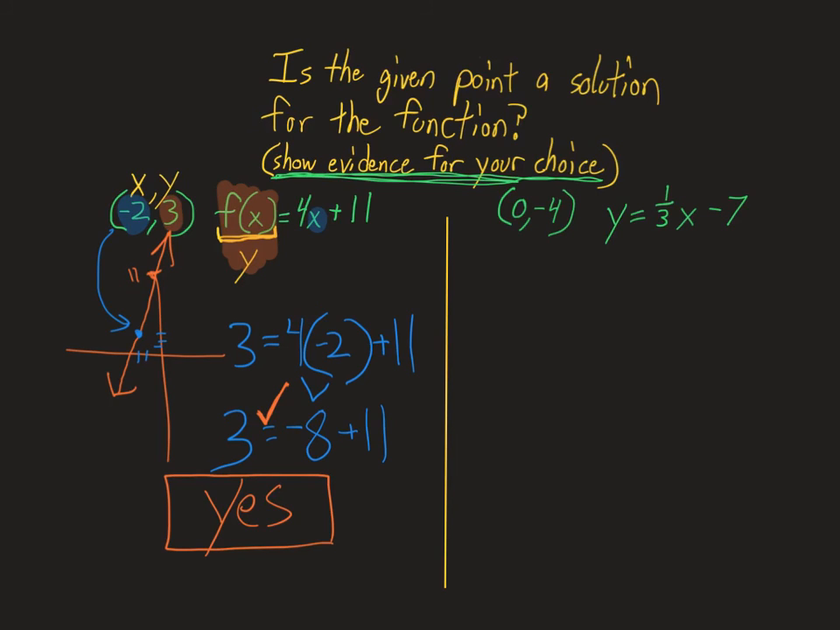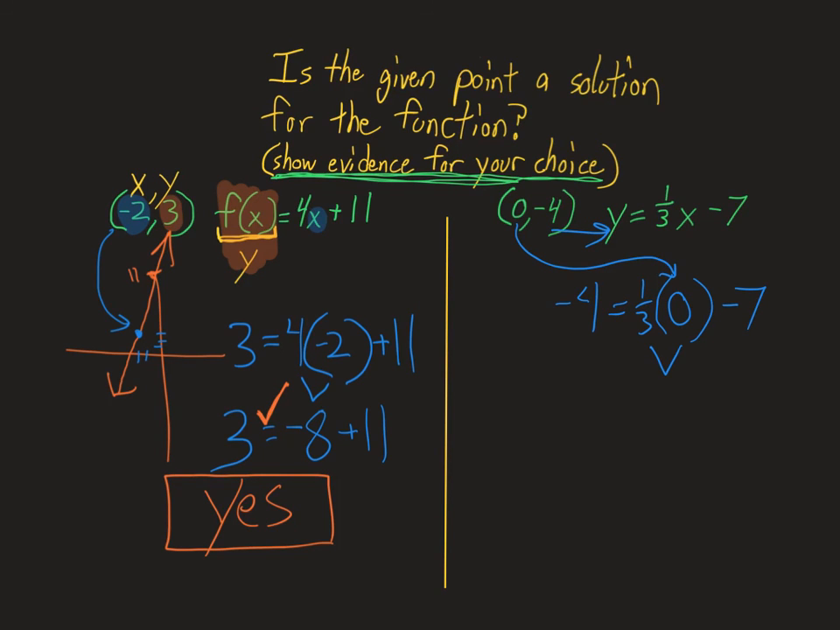All right, number 2, same exact idea. I think you get it, so let's just jump in. Y value is your -4. x value is 0, and now we just check to see what happens.